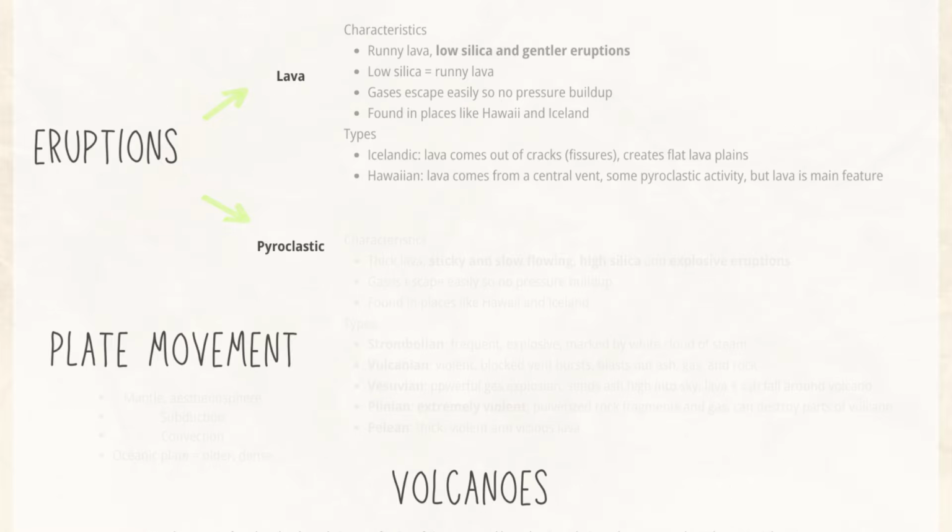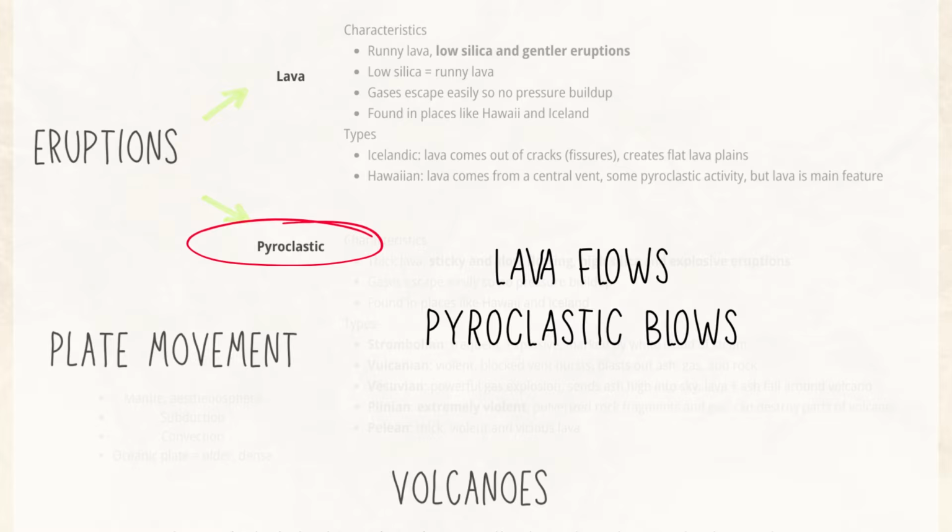Then there are 2 main types of eruptions: lava and pyroclastic. Lava eruptions are less explosive, which is when molten rock flows steadily from the volcano. Pyroclastic eruptions are far more violent, blasting ash, gas, and rock fragments high into the air. Lava flows, pyroclastic blows, if that helps you remember.